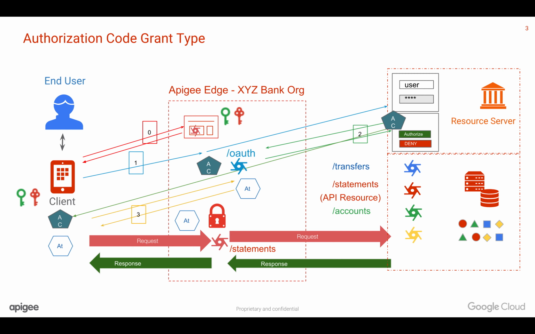The communication between Apigee Edge and the backend server is always secured using mutual SSL so that nobody can access the APIs directly and everybody has to go through Apigee Edge platform where we have implemented the OAuth 2.0 authorization code grant type. In the next video, we're going to see how to implement this authorization code grant type.